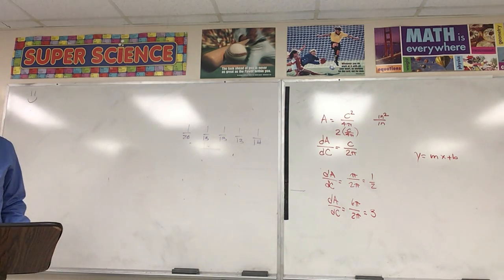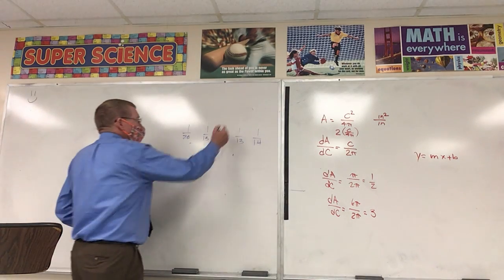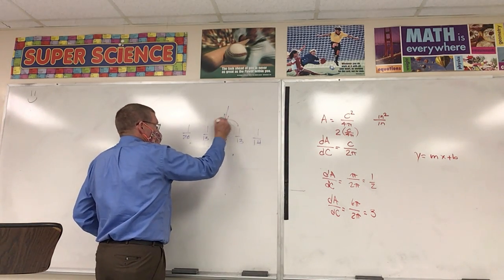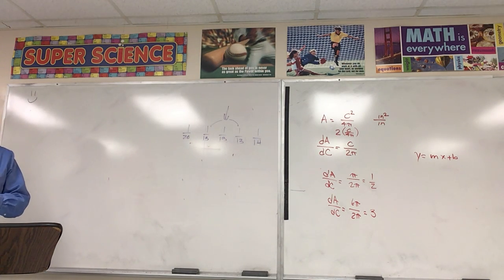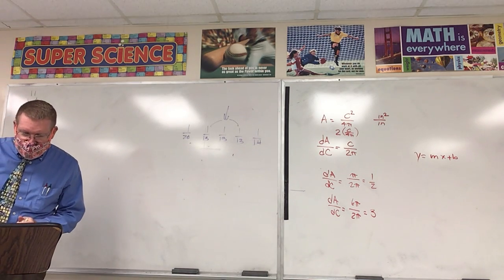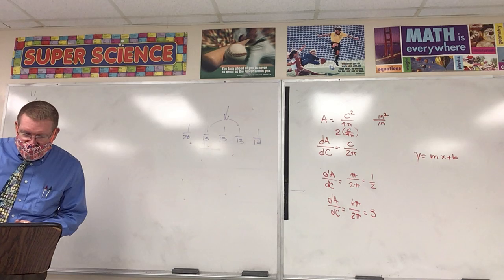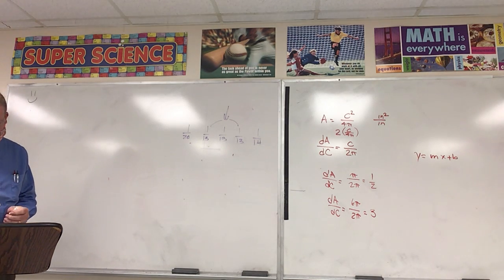1 over 13. Correct. Alright, it says, during which portion of the race is the horse running the fastest?